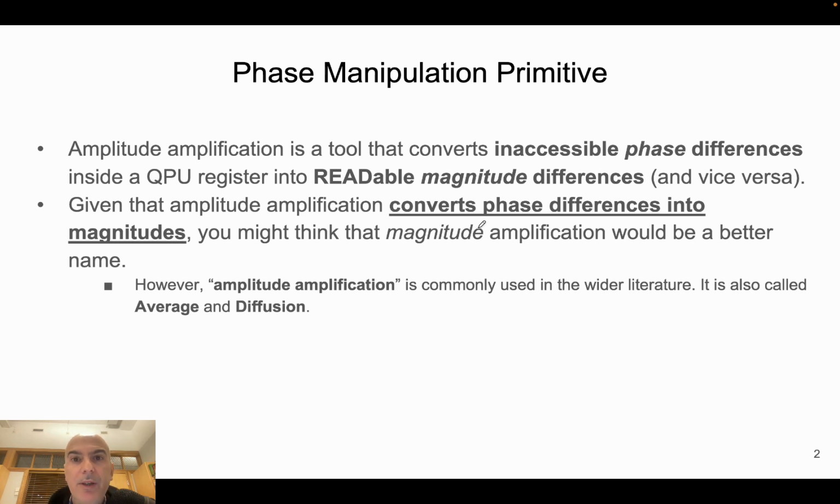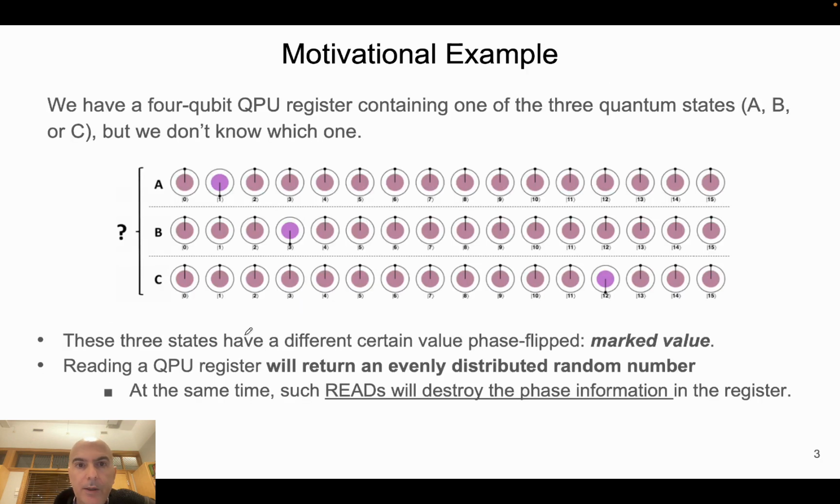In the literature and textbooks, together with amplitude amplification, which is a commonly used term, we can also find the average and diffusion quantum primitives. Bear in mind that there are also other terms describing these quantum primitives that we're going to call here amplitude amplification. This slide contains a motivational example.